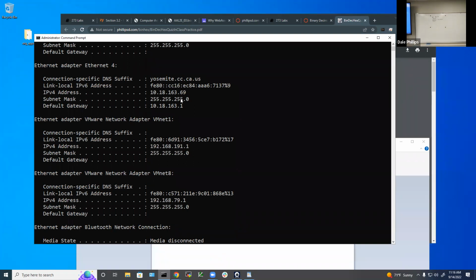3 times 8 is 24. So in the world of networking, I would be writing this like 10.18.163. And usually it's a 0 here, not always. And then you say /24. What's that telling the network admin? That's telling the network admin that you have a broadcast address or a subnet mask of 255.255.255.